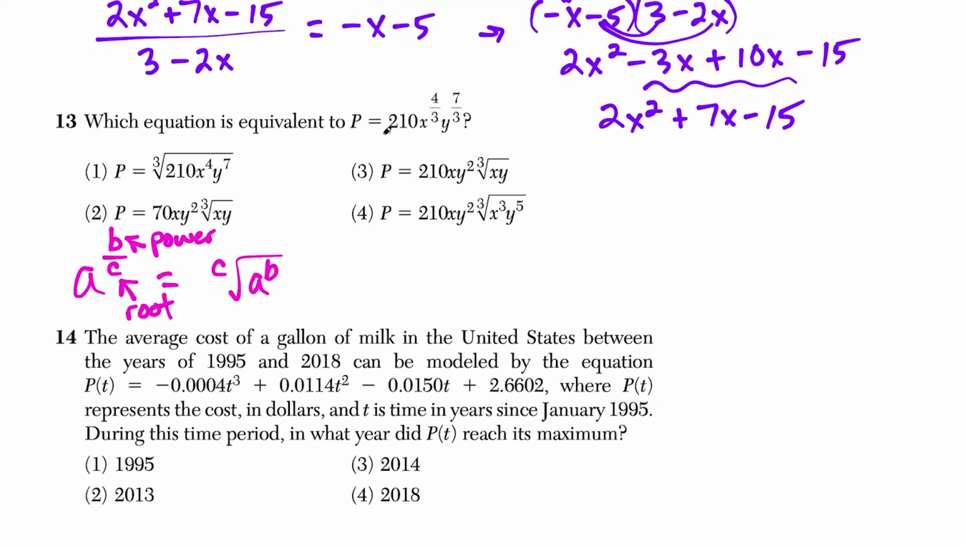So here, if we want to rewrite this, we could say p equals, we have 210, and then we're going to have the cube root of x to the fourth. And we'll just make that a little bit neater.